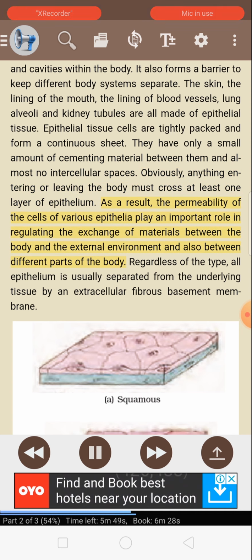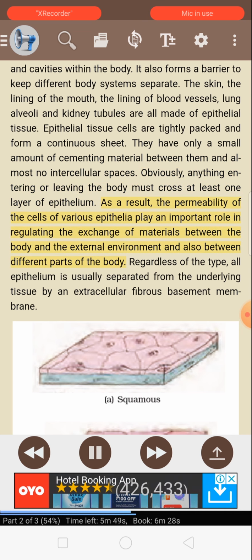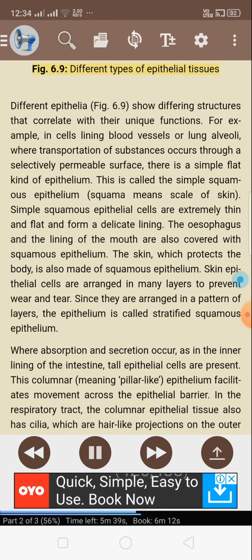As a result, the permeability of the cells of various epithelia play an important role in regulating the exchange of materials between the body and the external environment and also between different parts of the body. Regardless of the type, all epithelium is usually separated from the underlying tissue by an extracellular fibrous basement membrane. Figure 6.9. Different types of epithelial tissues.